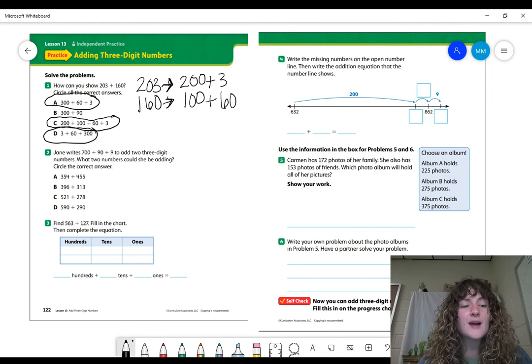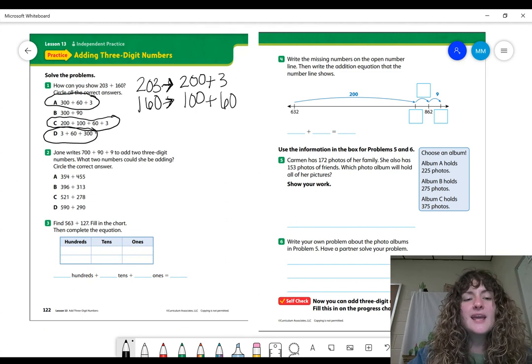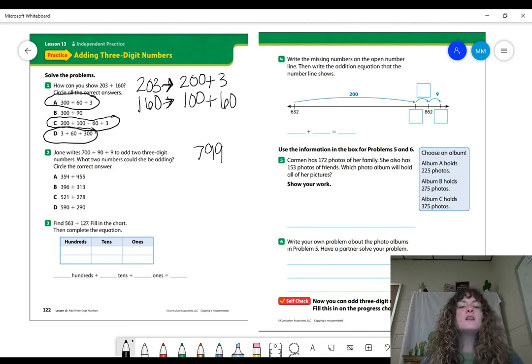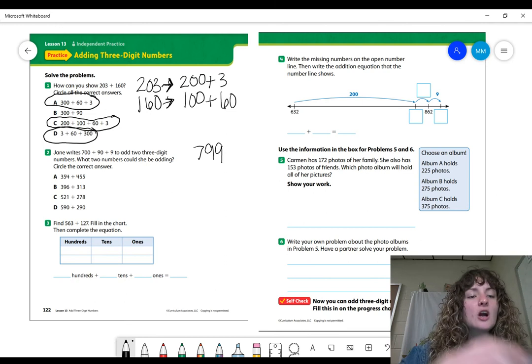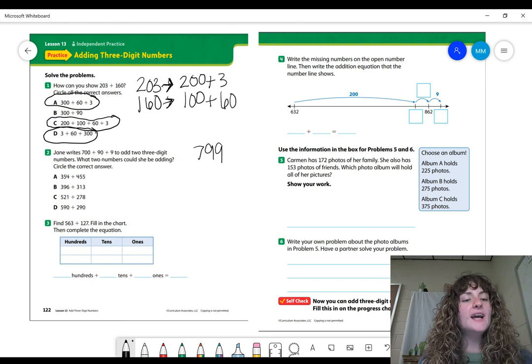Circle the correct answer. All right, Smarties. So let's look at that equation. 700 plus 90 plus 9. What number would that make? That would make 799. So we are making a whole of 799. So let's start with letter A, 354 plus 455.